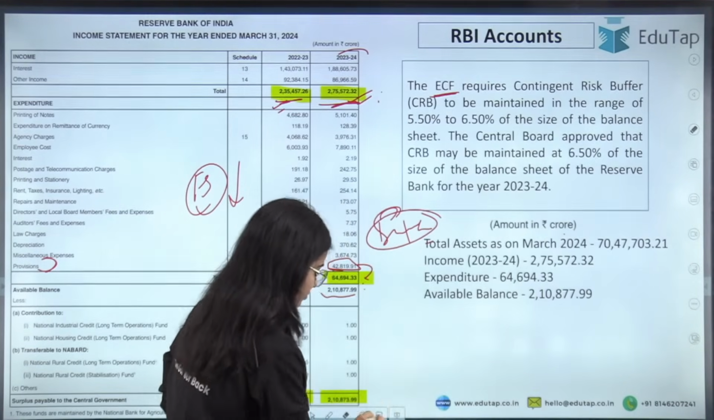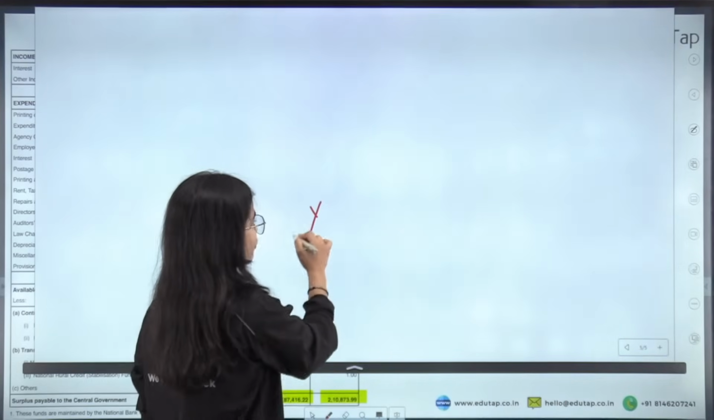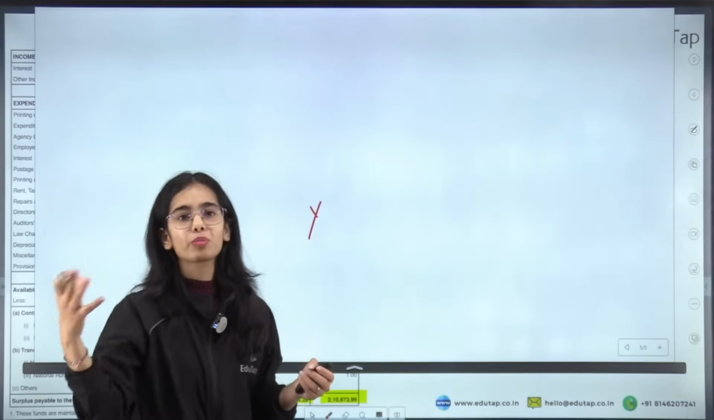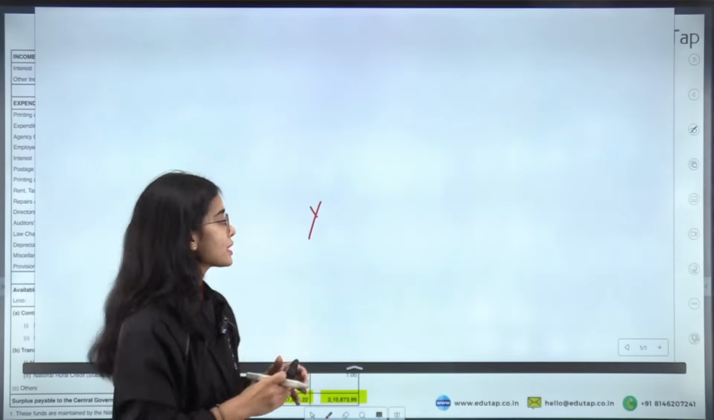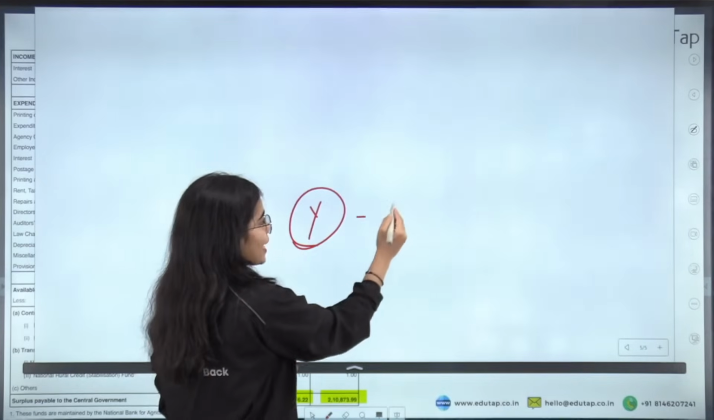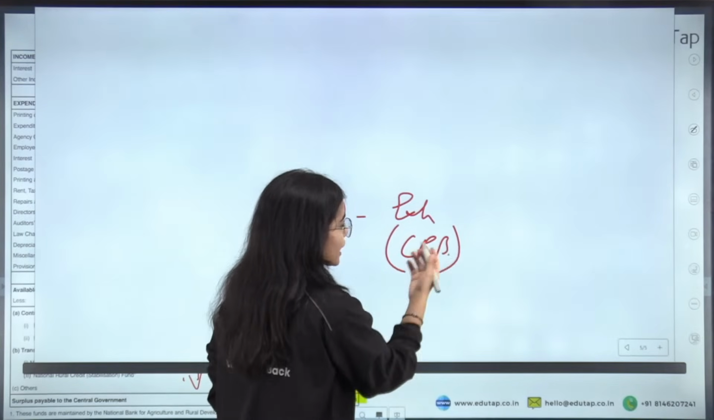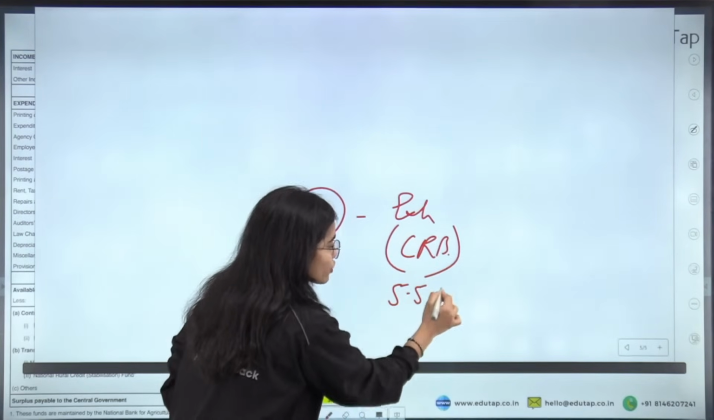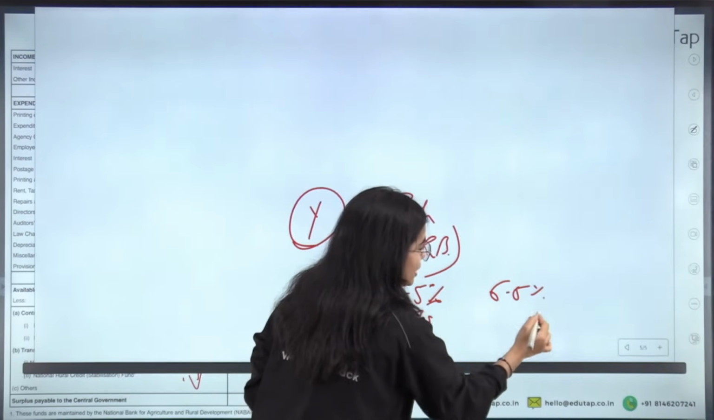Here you can understand that the RBI gets income from the interest it earns from foreign securities, and any profit coming from foreign shares and such. So it is the income of the RBI minus the expenditure, and the expenditure includes the contingent risk buffers. Contingent risk buffers can be within the range of 5.5% of the balance sheet of the RBI to 6.5% of the balance sheet of the RBI.